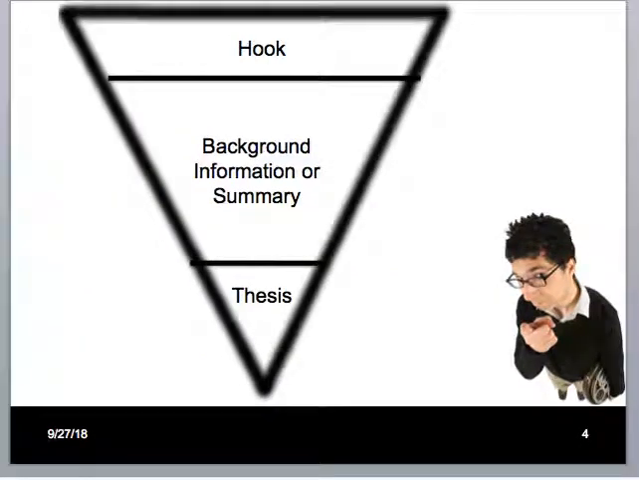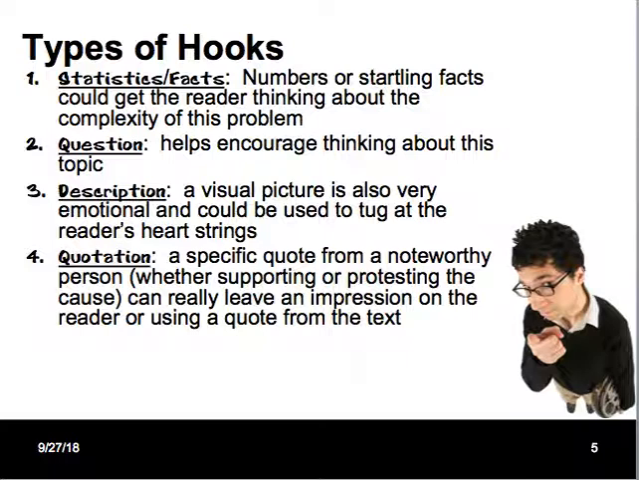So think of it like this upside down triangle. You start off with your hook, which is a small piece, a couple sentences, then you go into your background information or your summary of your text, and then you end with that small thesis. So let's talk about hooks. There are a lot of different hooks that you can use, but these are 4 that are the most common. First of all, you can use some type of statistic or fact. If you know a fact about your topic or maybe a statistic that you can add, this could be a great way to make your writing more powerful.